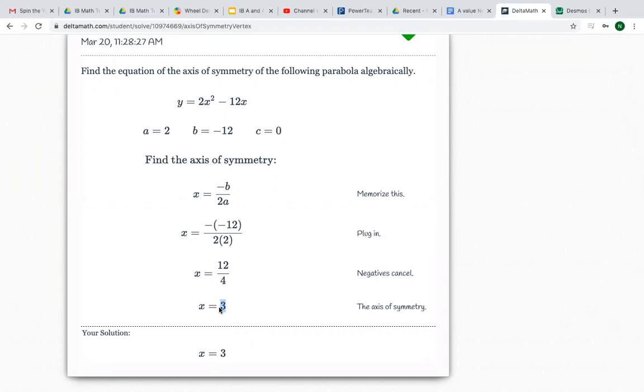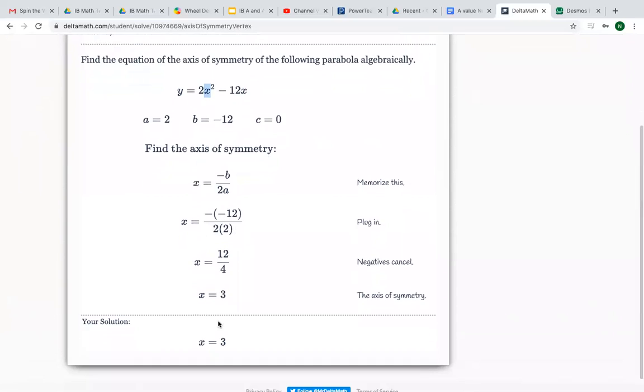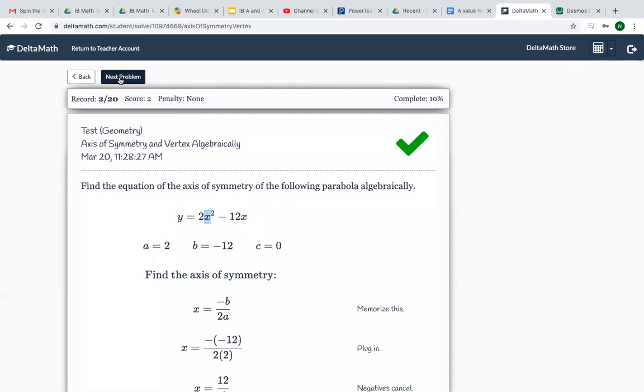So you would plug this x value 3 back in. So you would get 3 times 3 is 9 times 2 is 18, minus 3 times 12 is 36. So 18 minus 36 would be negative 18. And so the vertex would be 3 comma negative 18. But in your calculator, you can find this just fine. The only part that would be on the test by hand is this formula, and I'll give you the formula. Oh, okay. So you just have to plug in the numbers.